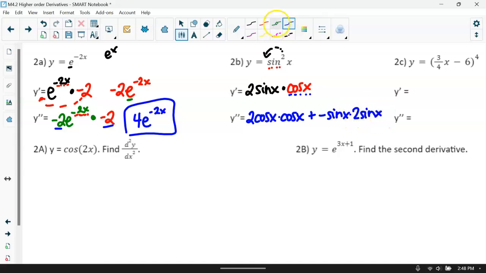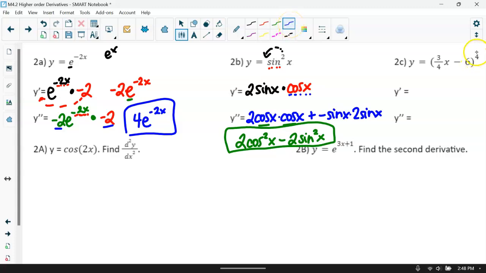So now let's rewrite this. Notice how I've got cosine times cosine, so that's 2 times cosine squared x. Then minus, from our negative here, that is 2, then again sine times sine, so 2 times sine squared x. That is the second derivative. Just notice here, you had to apply product rule. So now our last one, here we go.